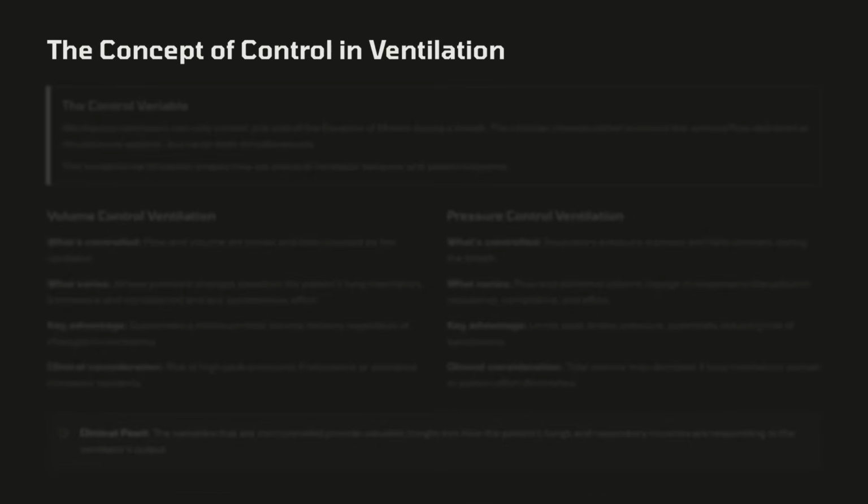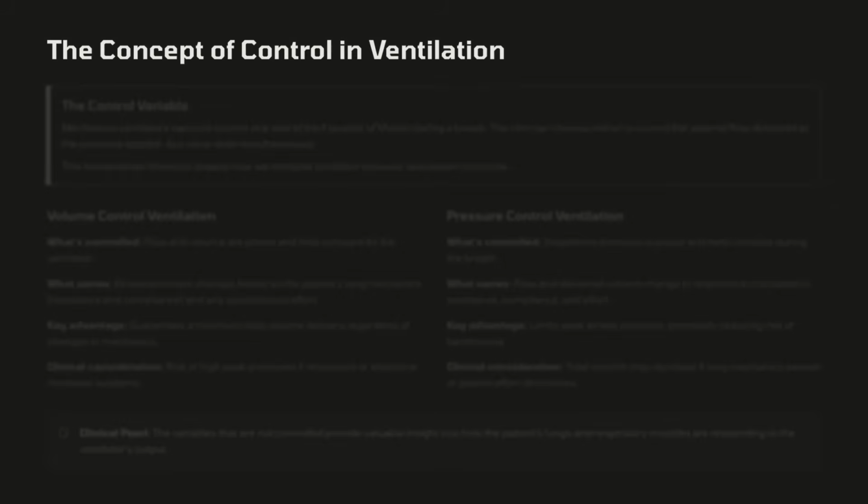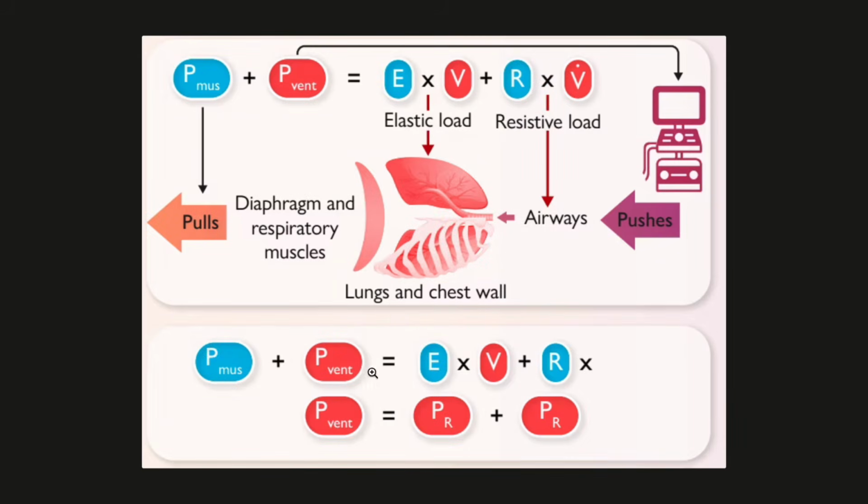So the concept of control in mechanical ventilation: what do we mean exactly when we say pressure control, volume control? This basically means that you're controlling one side. There are two sides to the ventilator. There is a pressure side, there is a volume side. So you can control any one. If the pressure is controlled, it is pressure control. If the volume is controlled, it is volume control.